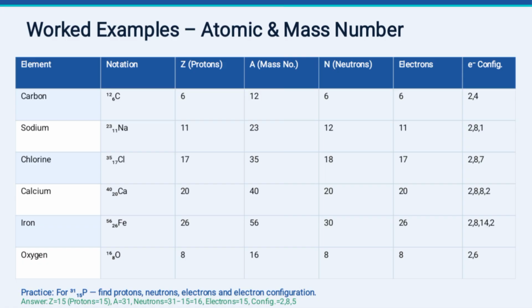Let's look at a worked example. You have carbon. The notation of carbon is 12 over 6. So the proton number Z, which is also the atomic number, is 6. The mass number is 12. Then the neutron number will be 12 minus 6, that is 6. And of course, since it's a neutral atom, the electron number will also be 6. The same thing applies to other elements as the case may be.